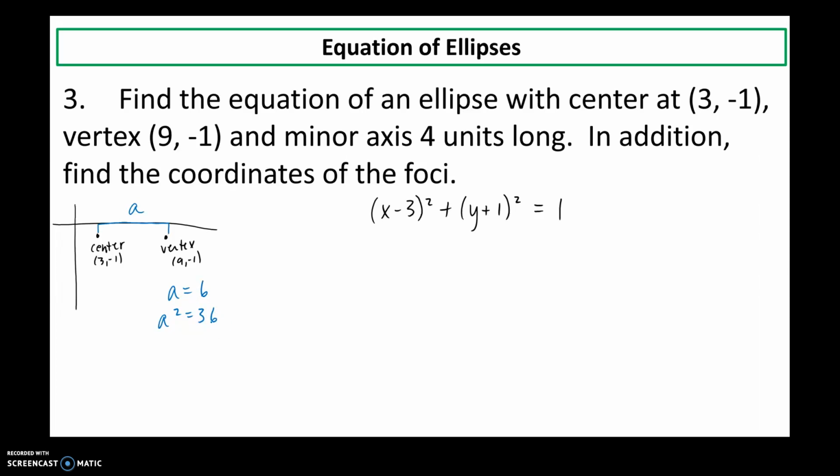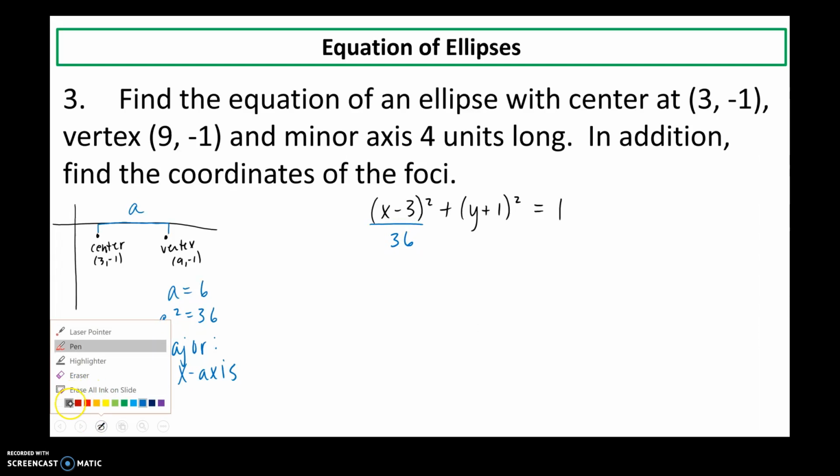Now, which one is my major axis? The vertex always lies on the major axis. From the center, I moved horizontally to get to my vertex, so my major axis has to be the x-axis. So 36 is going to go below the x term.